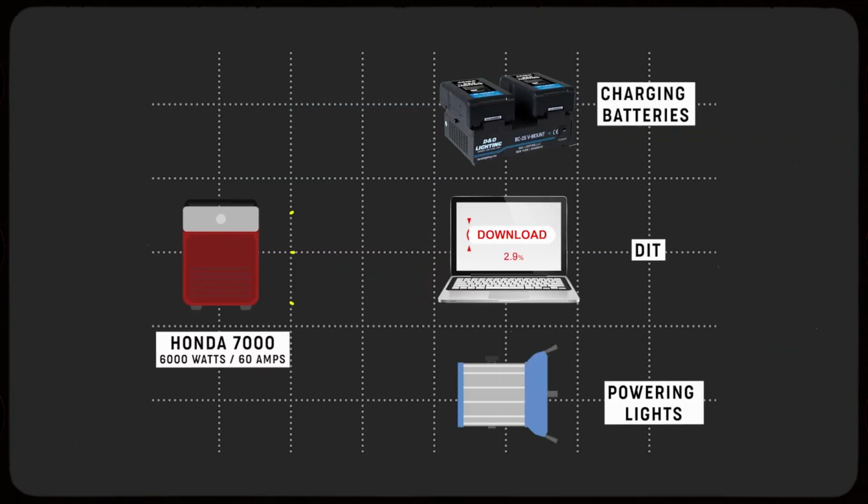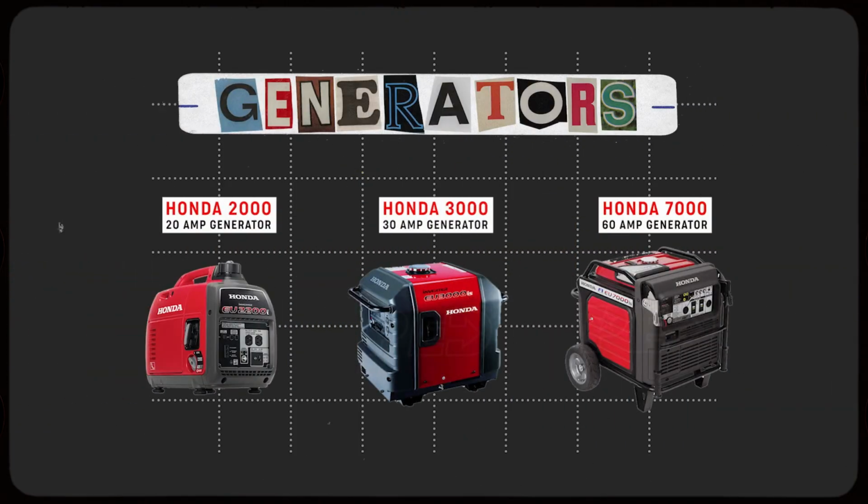Or another instance, if you're on location, say in the desert, you're not going to have access to wall outlets. So that's when you would use a generator, to power and charge batteries, light up lights, stuff of that nature. And the most popular generators are putt-putt generators. They range from 20 amps all the way up to 60 amps.